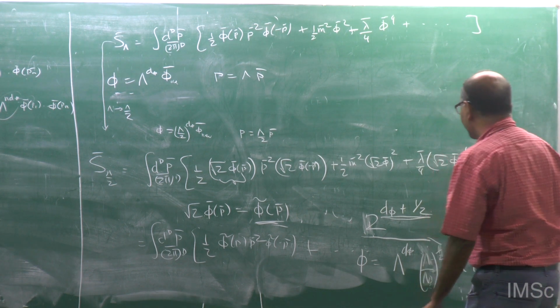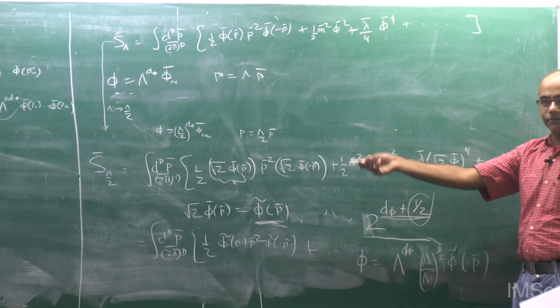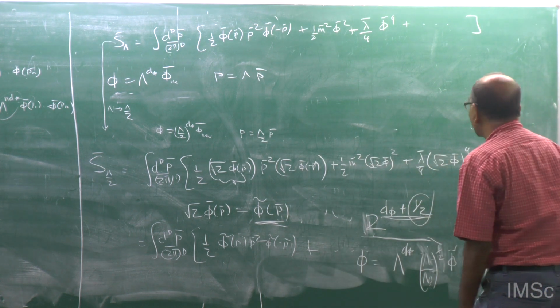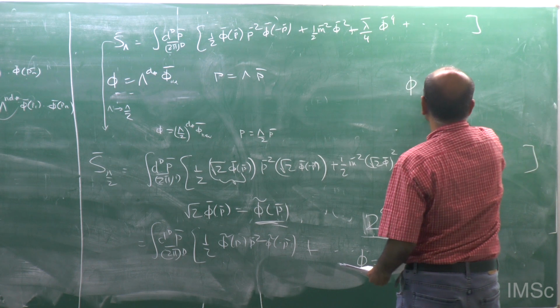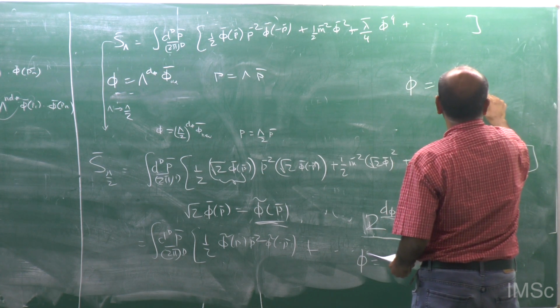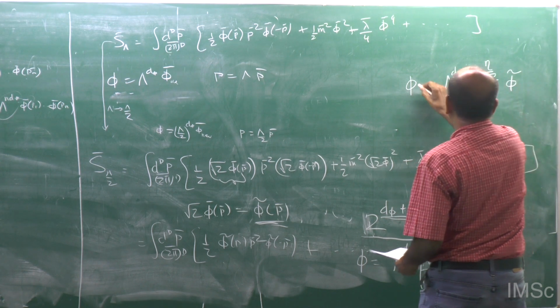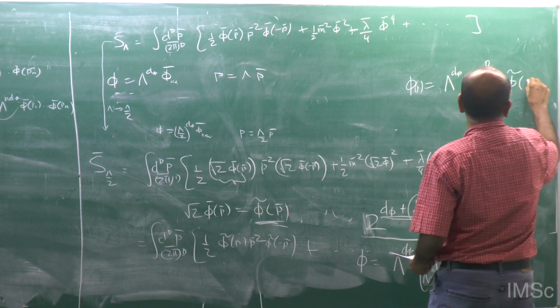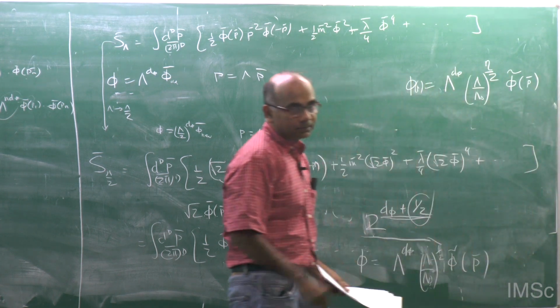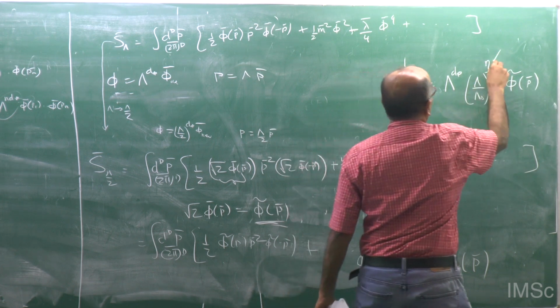So in general, it won't be half. It'll be some other number. I've just chosen half to illustrate. So in general, your equation will look like phi equals lambda to the power of d phi times lambda by lambda naught to some power. That's what it'll look like. Okay. So this is called the anomalous dimension.